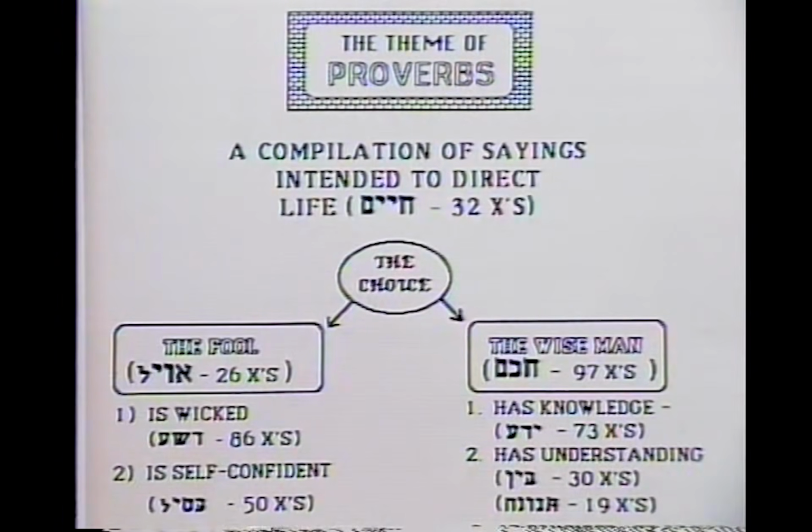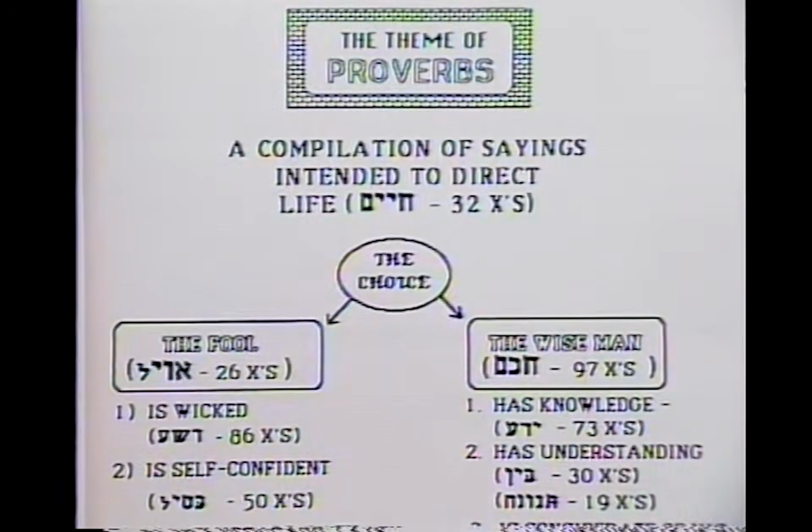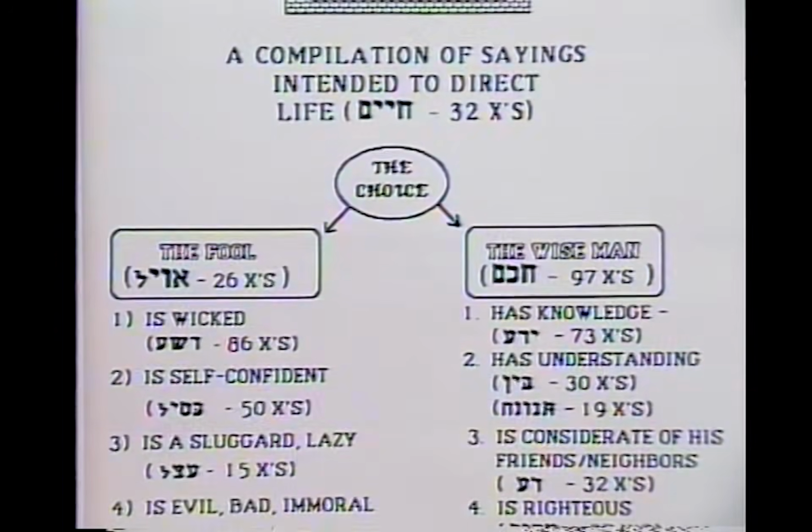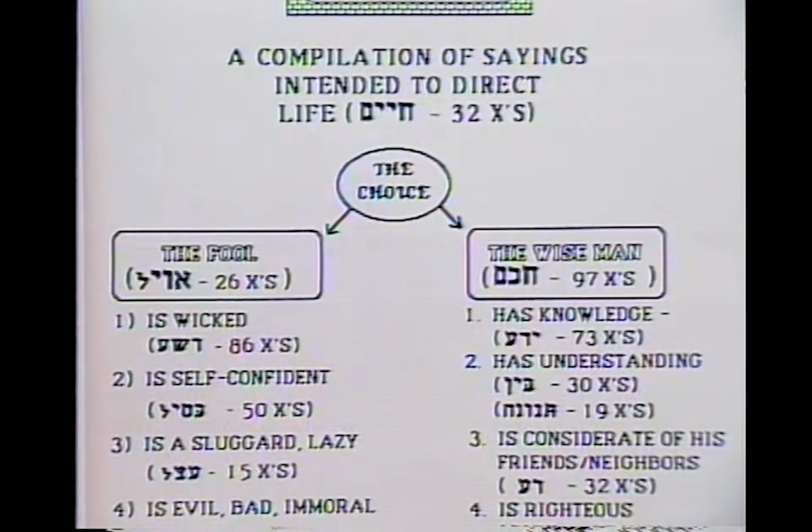How about the theme of Proverbs? A book like Proverbs has a tremendous number of words that occur over and over again. But by breaking it down, we can see that it is a compilation of sayings intended to direct life. Chayim, life, occurs 32 times. Basically, a person, as we go through the Proverbs, has a choice to go one way or the other, to either become a fool or to become a wise man. And by studying the Proverbs, we find that the fool is described by a number of characteristics, just like the wise man.